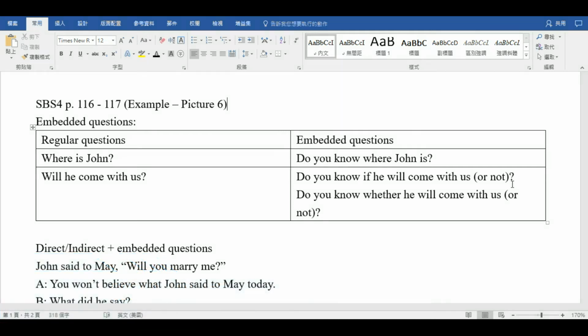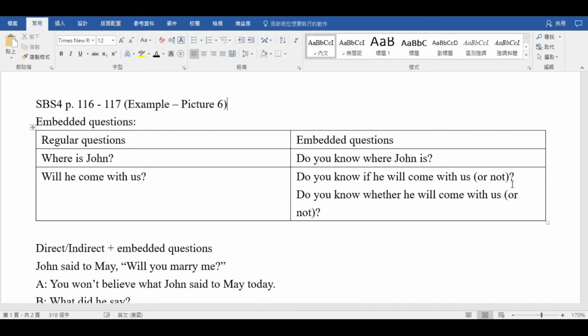This is a practice video for your student book Side by Side 4, page 116 to page 117. In this video, we're going to talk about how to put embedded questions into direct and indirect speeches. So without further ado, let's begin.